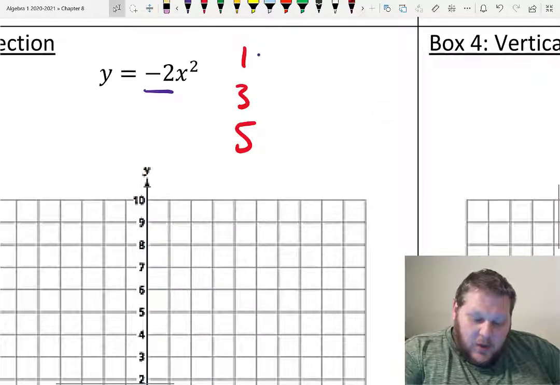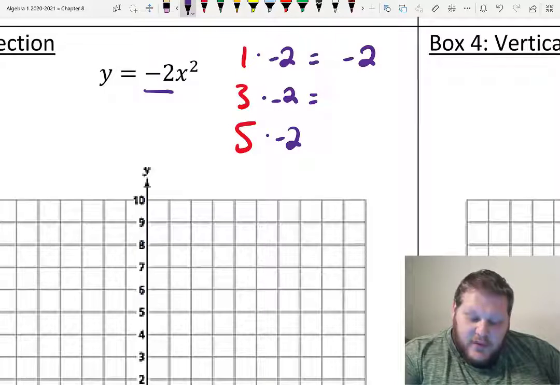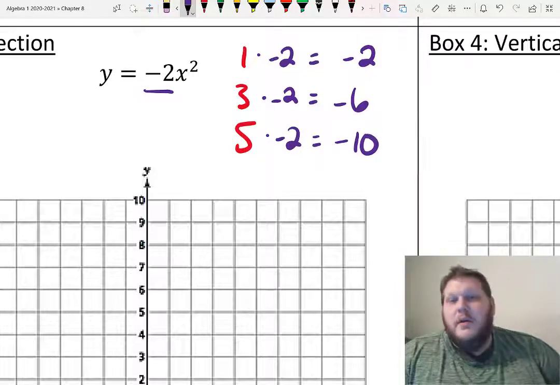So I have to multiply 1 times negative 2, 3 times negative 2, and then 5 times negative 2. So negative 2 times 1 is negative 2, 3 times negative 2 is negative 6, and then 5 times negative 2 is negative 10.